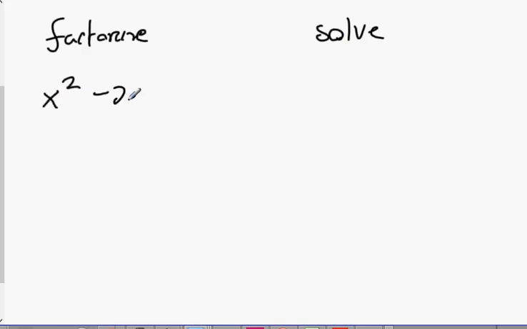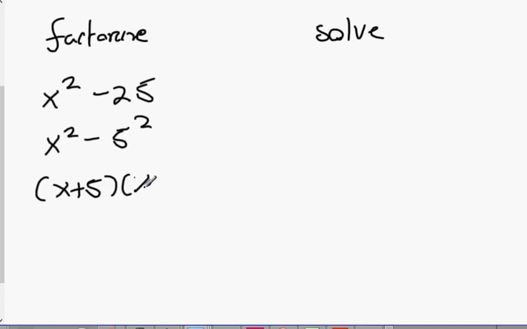Alright guys, there are two other types, factorize and solve. Now look at this. Factorize x squared minus 25. Does anybody remember how to do that? Luke? x squared minus 5 squared, then what? x plus 5 and x minus 5. Perfect. That's Luke getting that perfect.